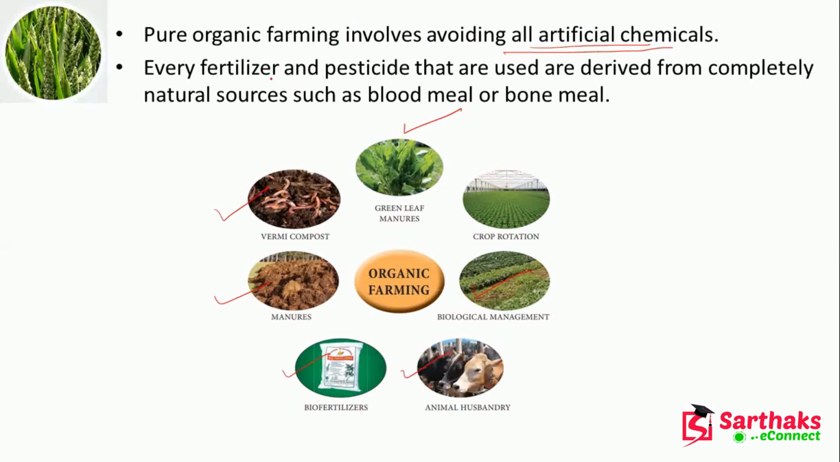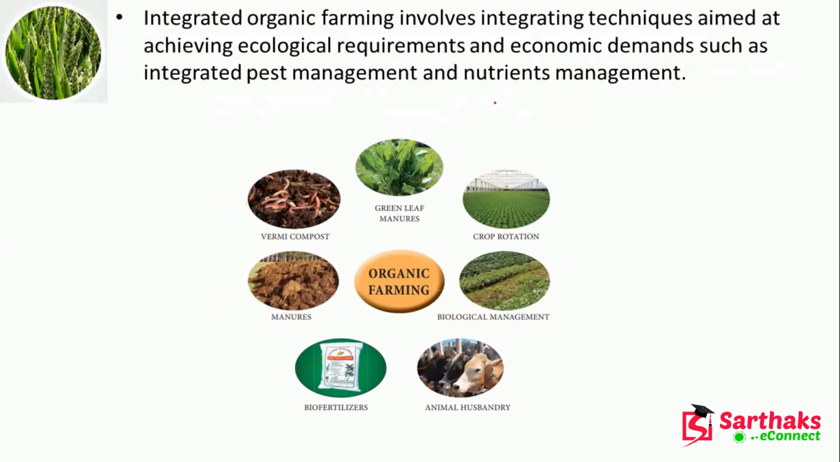Every fertilizer and pesticide that is used is derived from completely natural sources such as blood meal or bone meal. Okay, so these are not synthetic or any inorganic chemical fertilizer. And integrated organic farming involves integrated techniques aimed at achieving ecological requirements and also the economic demands. So, integrated pest management and nutrition management are very important here in integrated organic farming.